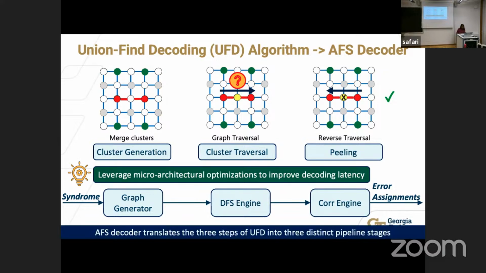And this gave us basically the AFS decoder, which effectively translates the three key steps of your union find decoding algorithm into three distinct pipeline stages and implements it.